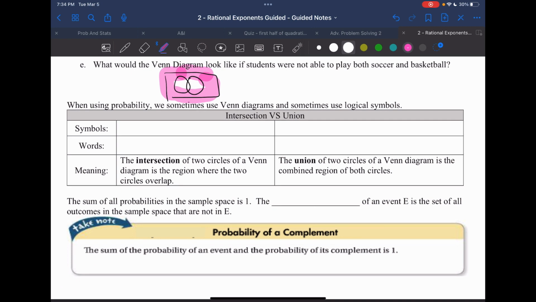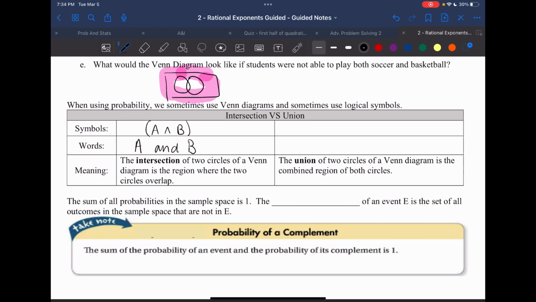When using probability, we sometimes use Venn diagrams and sometimes use things called logic symbols. So the intersection versus a union. When we're talking about an intersection, we're talking about the idea of event A happening and B happening at the same time. The symbols we use are A, a little caret, and B. So the intersection of two circles of the Venn diagram is the region where the two would overlap because both are happening at the same time.